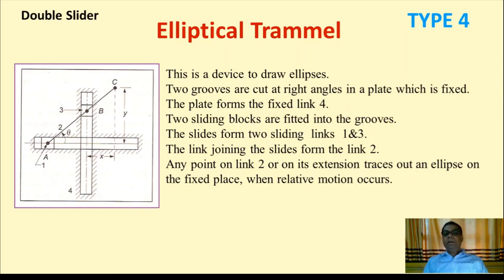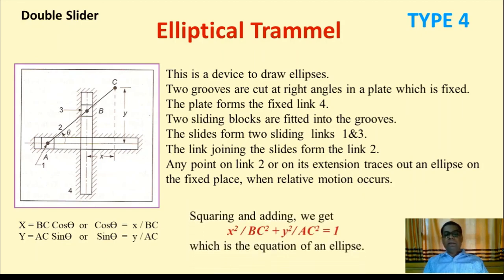Now any point on link 2 or on its extension traces out an ellipse in the fixed plane when relative motion occurs. Definitely at any instant we are going to get X equal to BC cos theta, or cos theta equal to X by BC, and Y equal to AC sin theta, or sin theta equal to Y by AC. Now squaring and adding, we are going to get X squared by BC squared plus Y squared by AC squared, which is equal to 1, which is the equation of an ellipse.